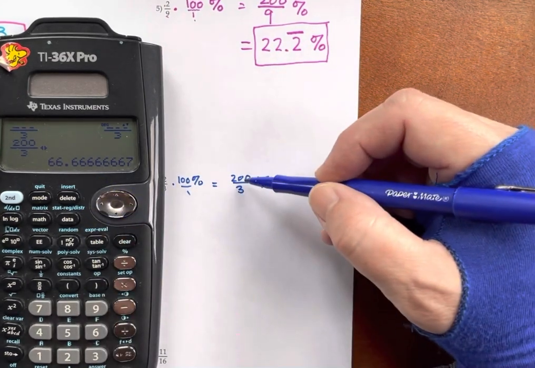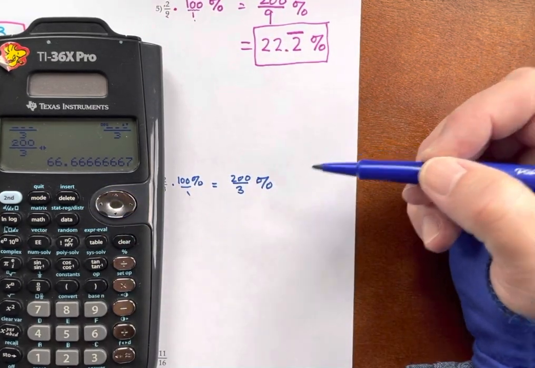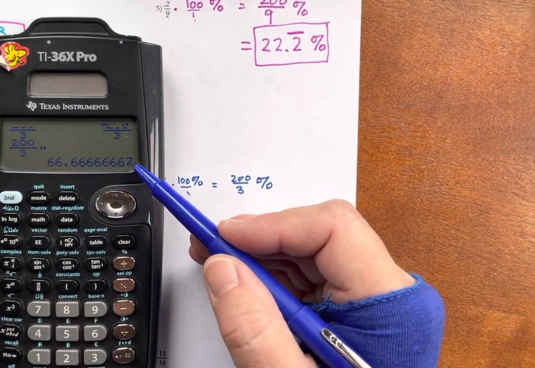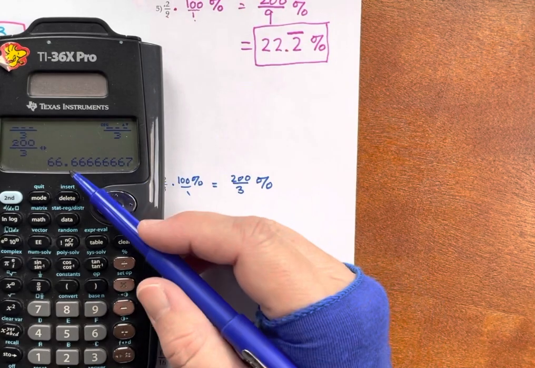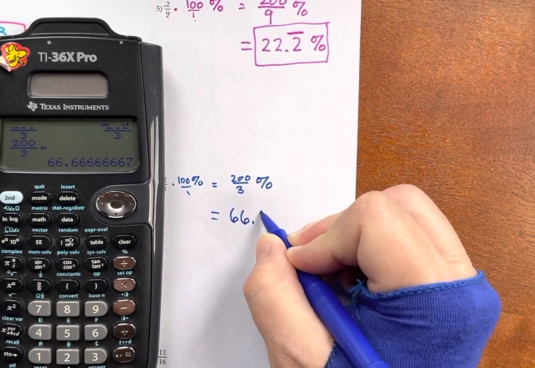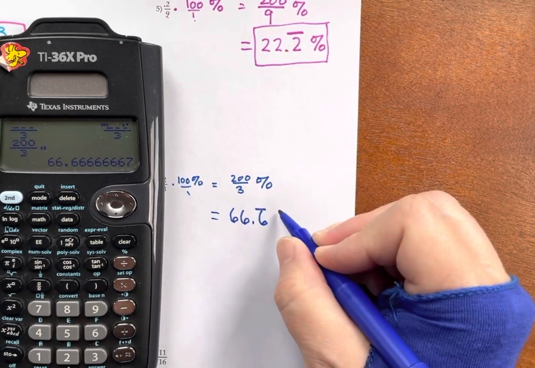66.66666. This was rational, so I know it's either going to terminate or repeat. In this case, it's repeating. Notice at the end they rounded it to 7, but that's just because it's the end and they rounded it. This is really repeating 6. So we're going to have a 66.6, put the bar to indicate it's repeating.